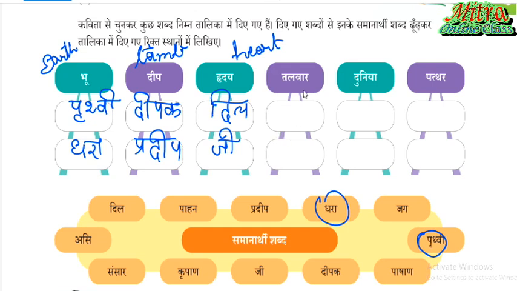Talwar, sword, we say Kripan, or else Asi.